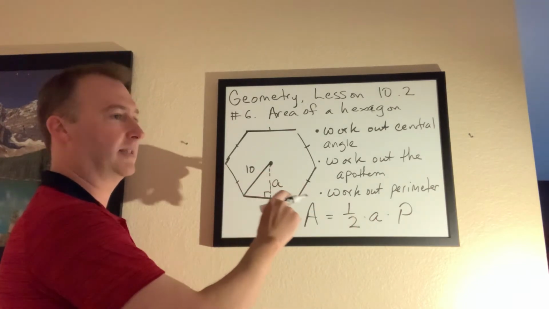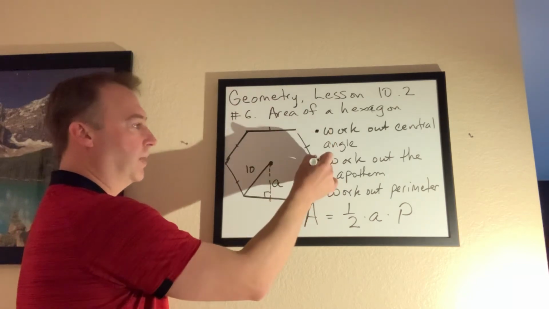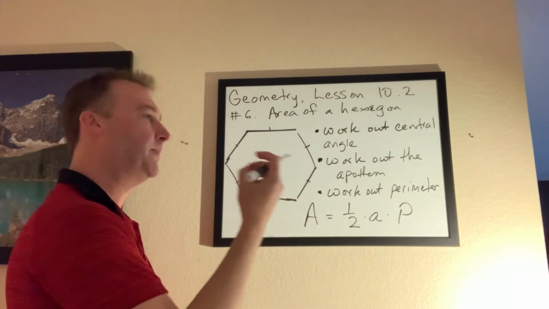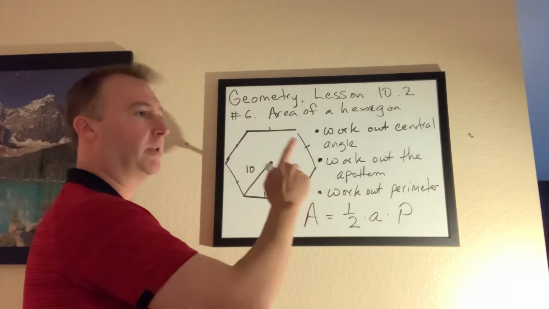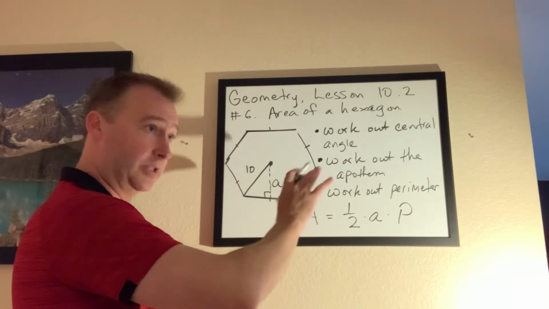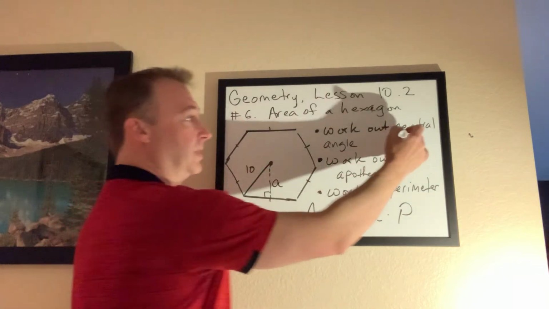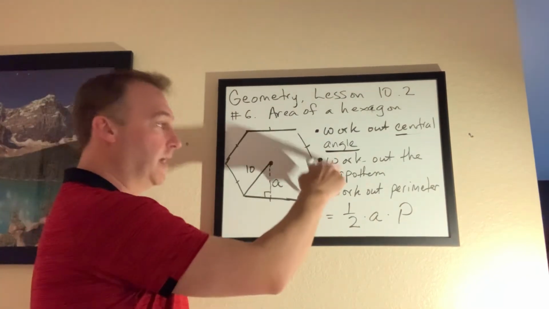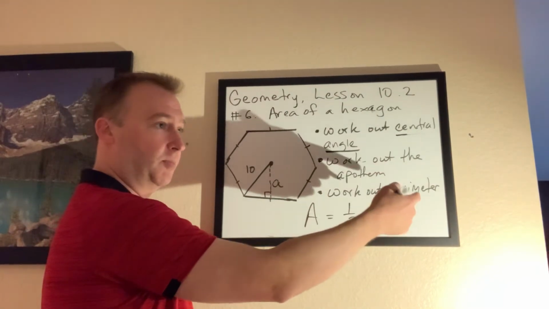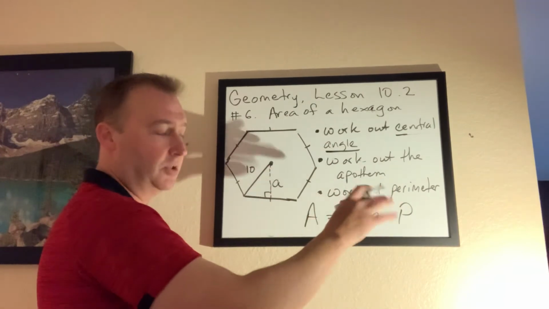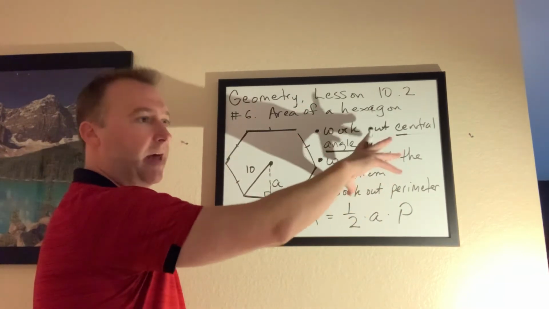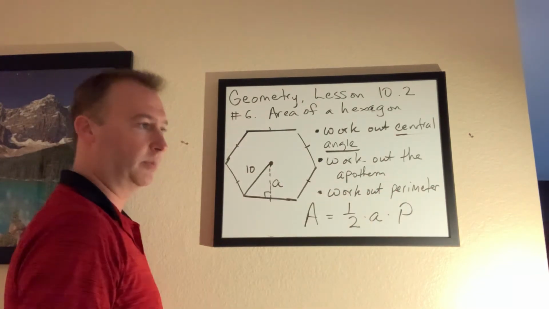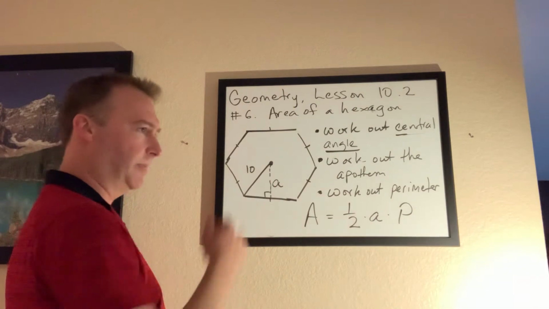Before we begin with a hexagon, I want to walk you through 3 bullet points. You should write these down and keep these in mind when you're doing any one of these problems. The first thing you generally want to work out, in fact usually you have to, is what's called the central angle. We're going to look at that in a second. From there, you can work out the apothem and the perimeter. Maybe one of those things is given to you. Get the central angle, work out the apothem and the perimeter, and then you just plug into your formula and you're done. Now let's talk about the central angle.